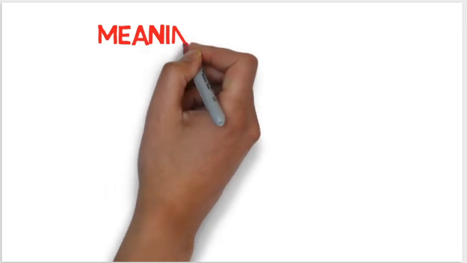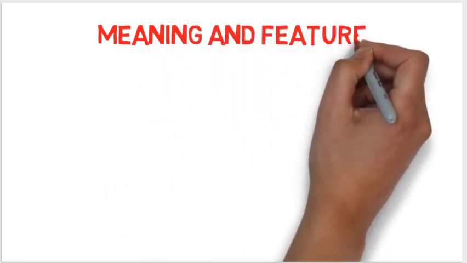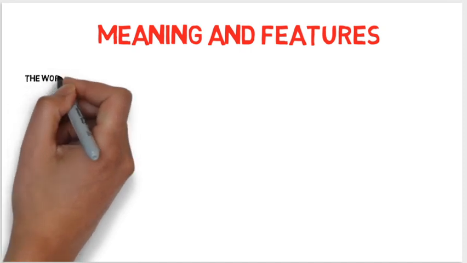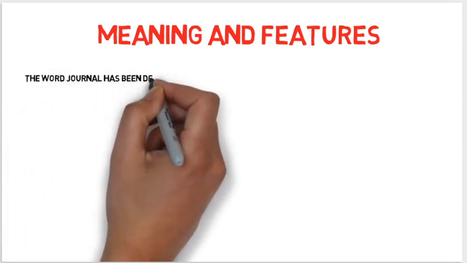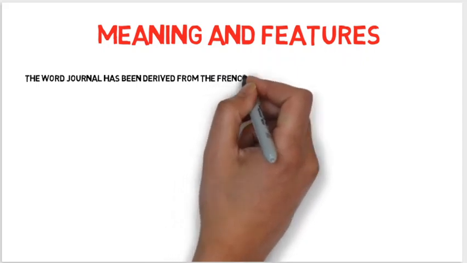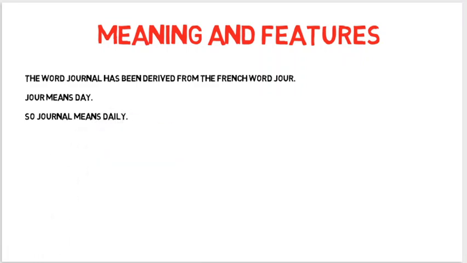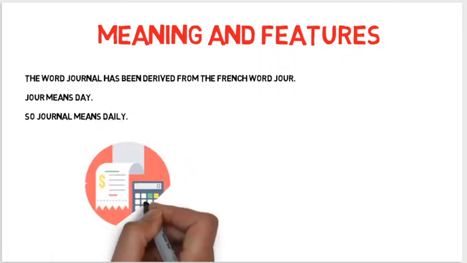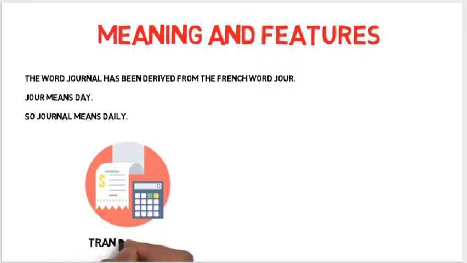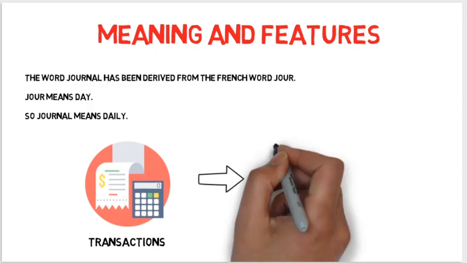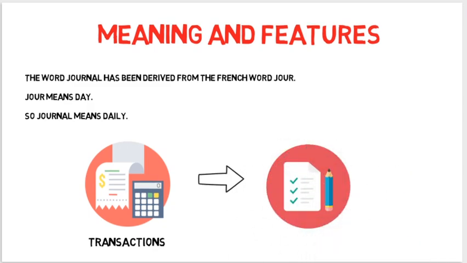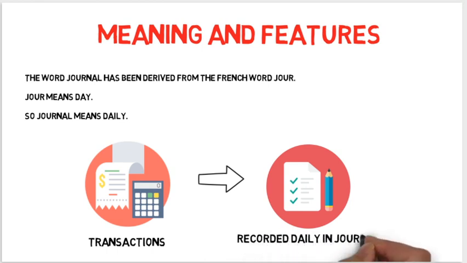Meaning and features. The word journal has been derived from the French word jour. Jour means day, so journal means daily. Transactions are recorded daily in journal and hence it has been named so. It is a book of original entry to record chronologically and in details the various transactions of a trader. It is also known as day book because it contains the account of every day's transaction.